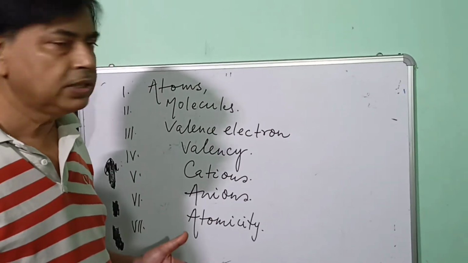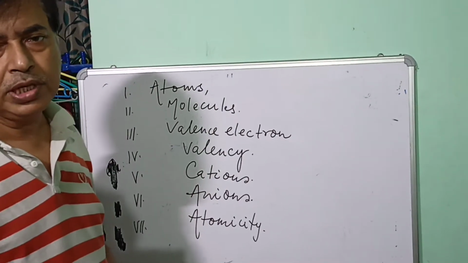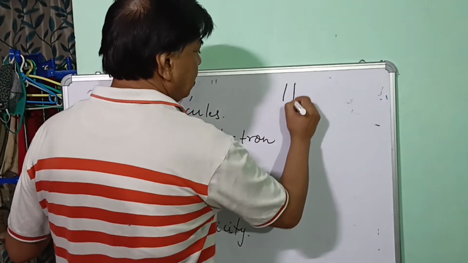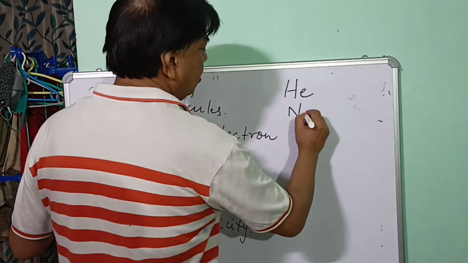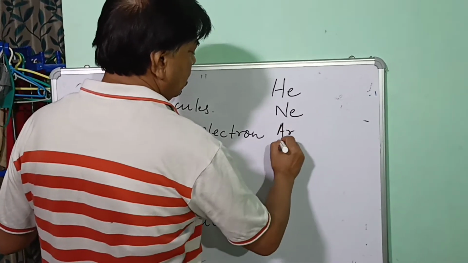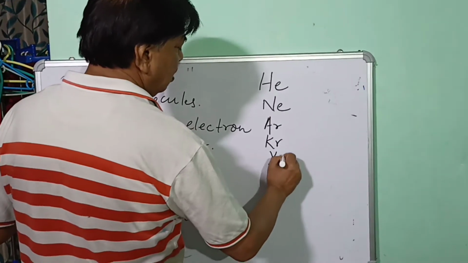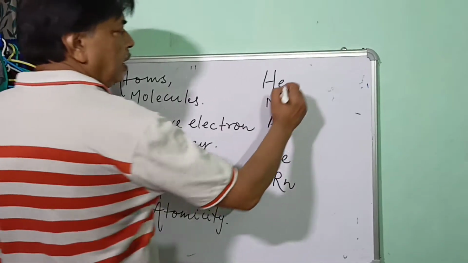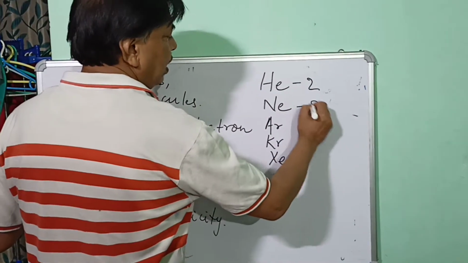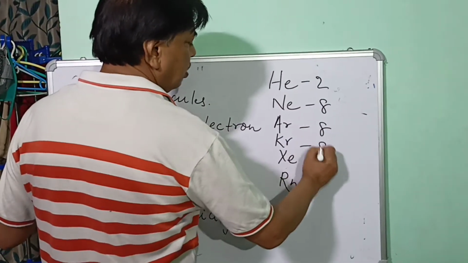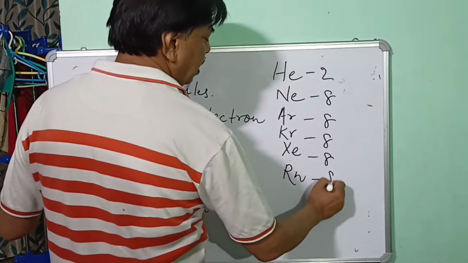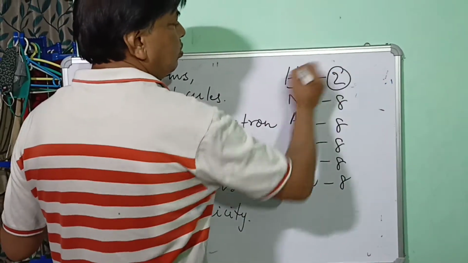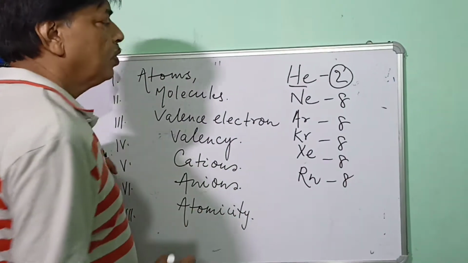So all inert gas except helium has 8 electrons in outermost orbit, and there are 6 inert gas. First is helium, neon, argon, krypton, xenon and radon. There are 6 inert gas, and except helium all have 8 electrons in its outermost orbit, and that's why its valency is 0. Helium contains 2 electrons in outermost orbit.